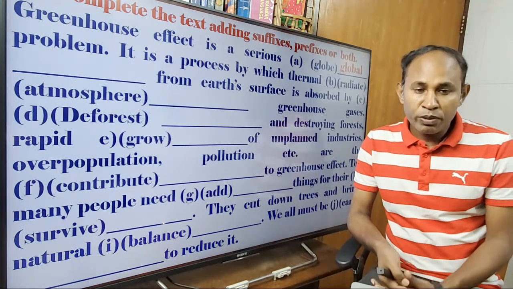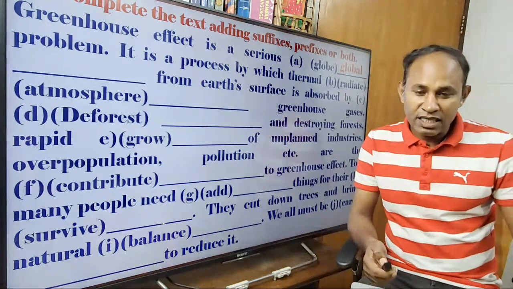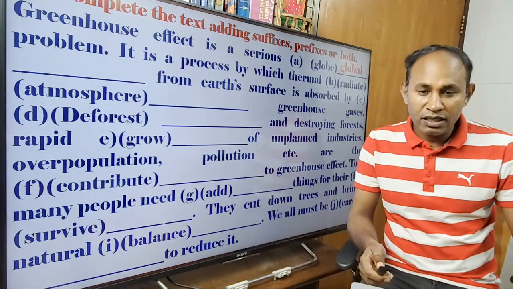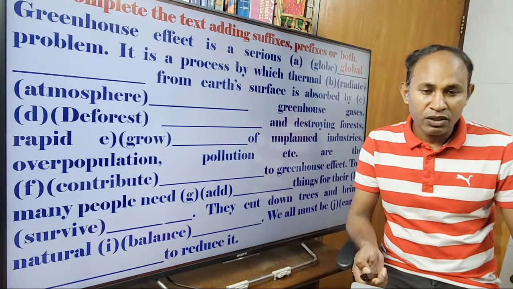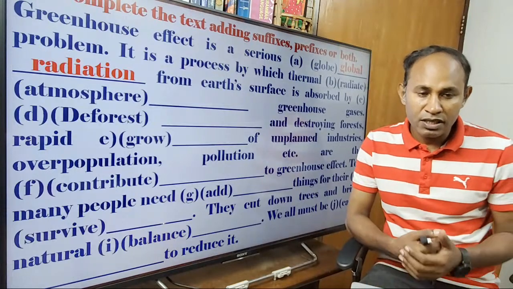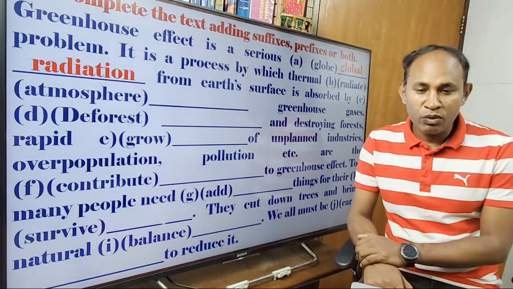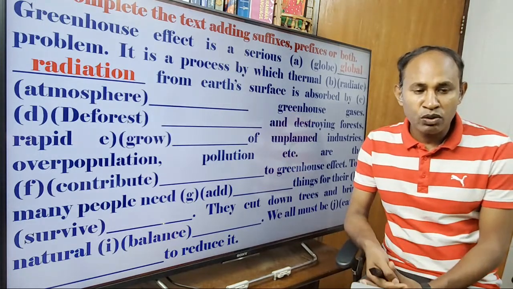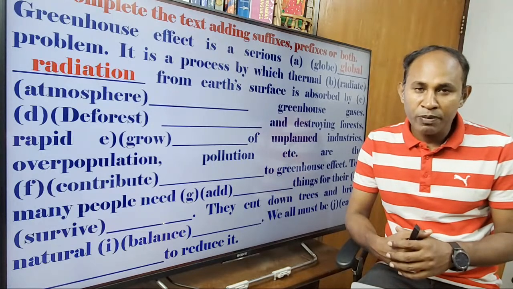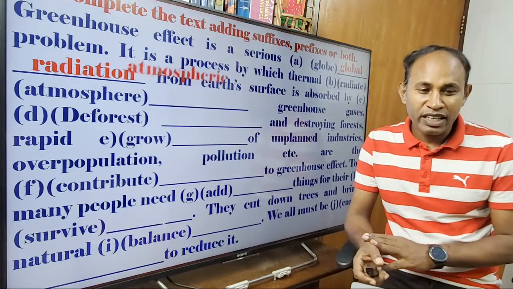It is a process by which thermal radiate, radiate means to emit. Thermal means the temperature that radiates, radiation. Radiation is the right answer. Thermal radiation from Earth's surface is absorbed by dash atmosphere. Take a word. The word will be an adjective. So atmosphere is a noun. You will have to make it an adjective to appropriately use here. And atmospheric greenhouse gases. That's good. And your answer is correct.